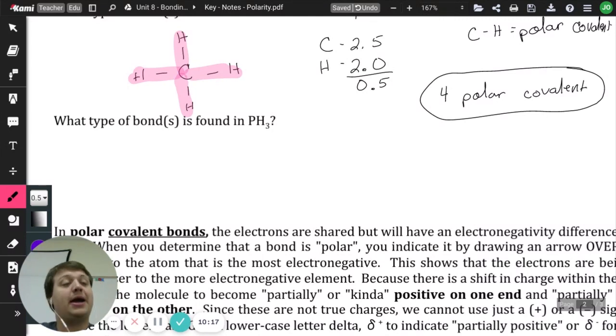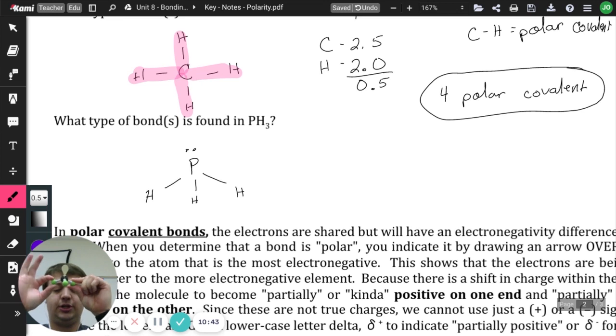And then last I have my PH3 here. My VSEPR shape for that is going to end up being like this, which, based off of your VSEPR notes, you should recognize as trigonal pyramidal. Because we have that lone pair, and remember, lone pairs are very repulsive, so they're going to push everything else away. Okay, and this would be that shape that you have.